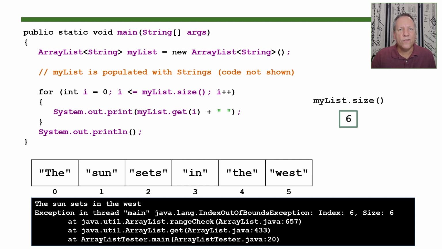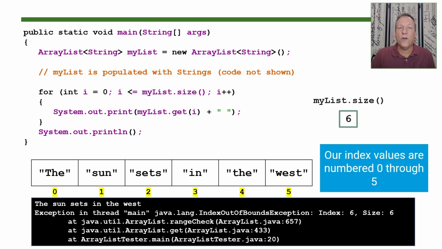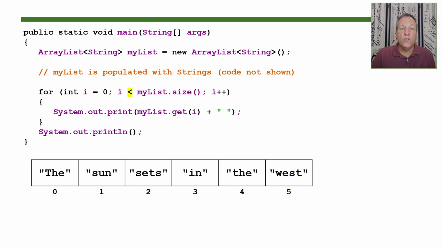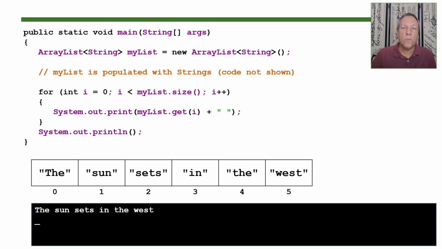myList.size() returns 6, and there are 6 elements in the ArrayList, but they're labeled 0 through 5. So instead of less than or equal to, we need to change our Boolean condition to be i less than myList.size(). Okay, now when we run this code, we get a proper traversal and it prints all of the strings in our ArrayList, and it does not go out of bounds.